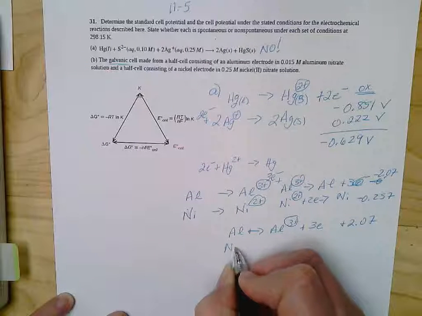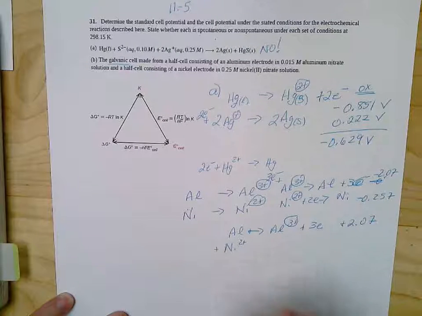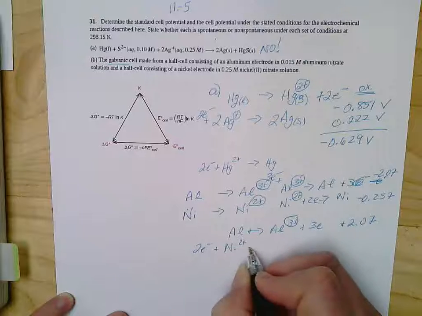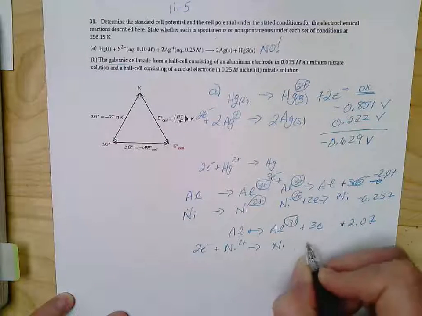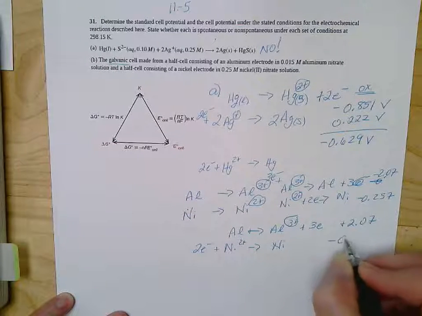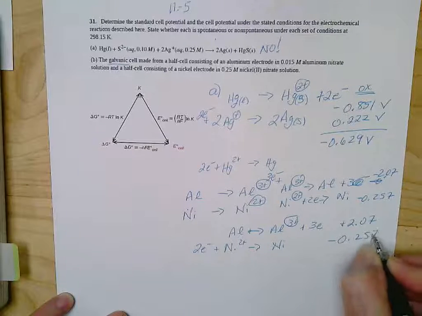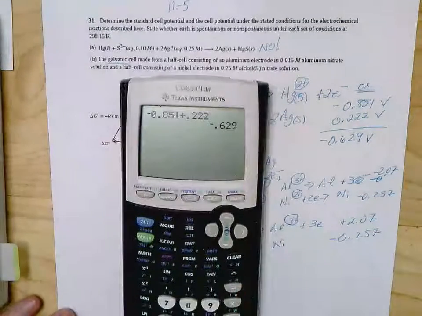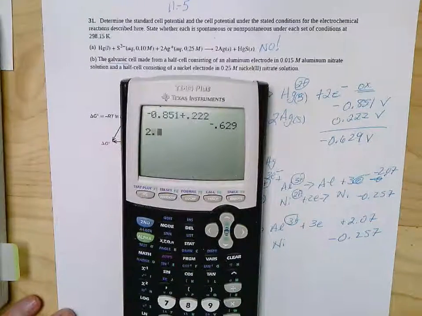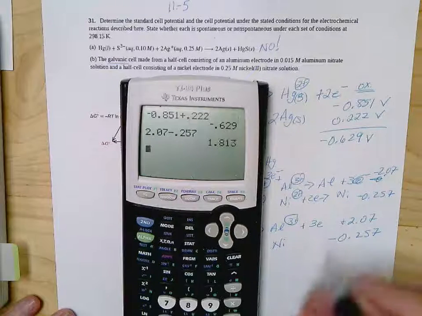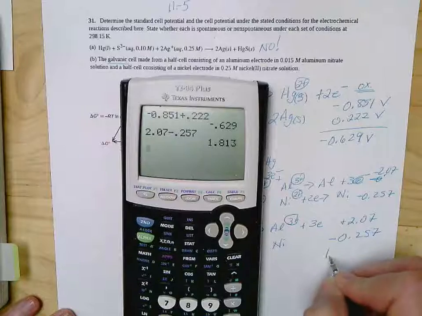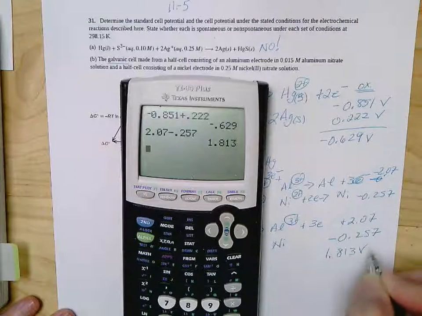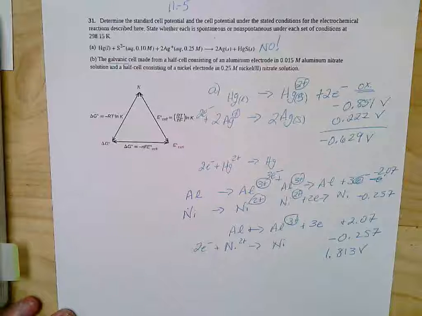And then I have Ni2 plus plus 2 electrons yields Ni, and that's negative 0.257. Sorry about the dog. If I do that math, I get 2.07 minus 0.257, which is positive 1.813 volts. And so, yes, it is spontaneous.